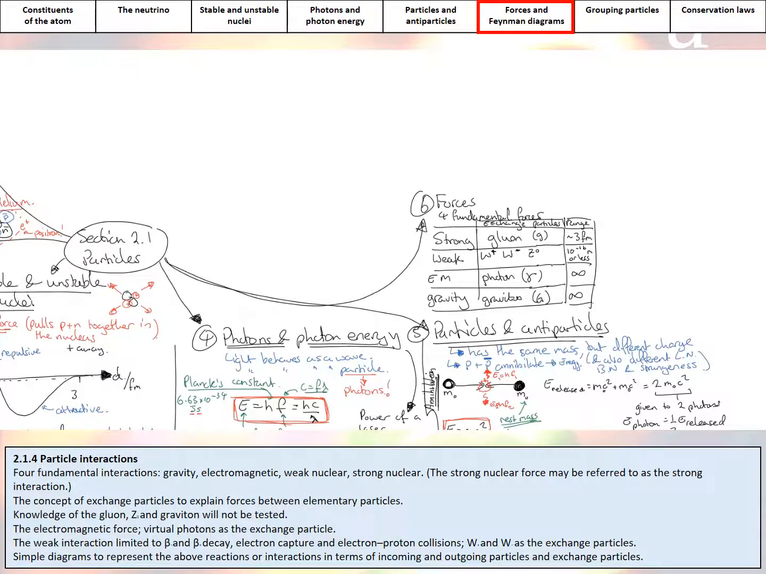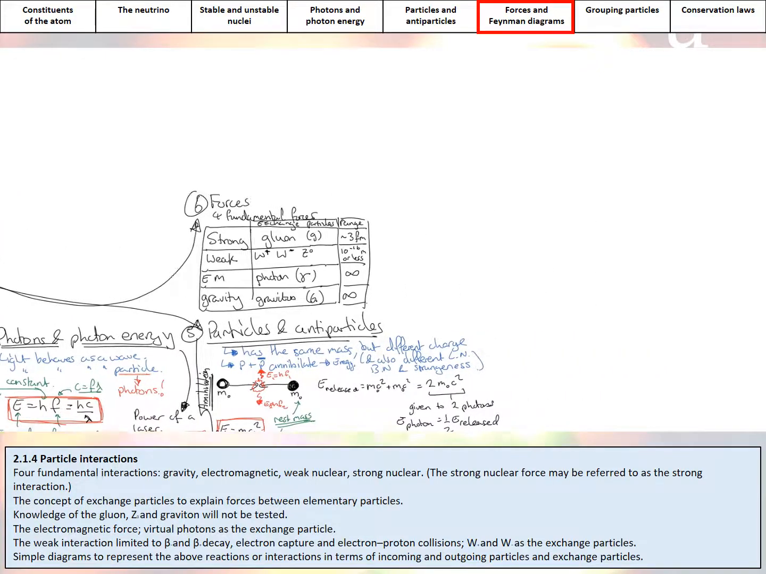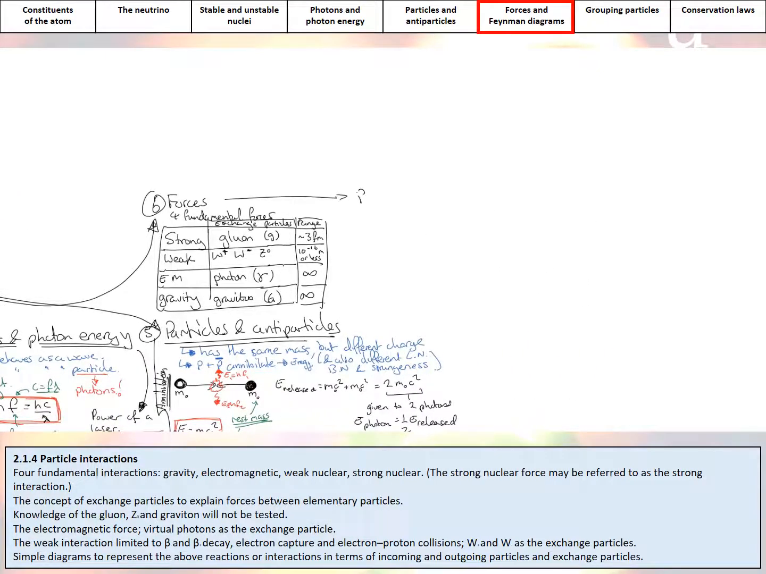So after we talked about the fundamental forces and their exchange particles, we then went on to look at drawing some of these interactions using Feynman diagrams. Feynman diagrams are a nice simple way of drawing particle interactions. Let's suppose for an example that we look at electron capture. I'm going to draw a number of these. Now in electron capture, an electron around the edge of an atom in the inner shell is captured by a proton in the nucleus.